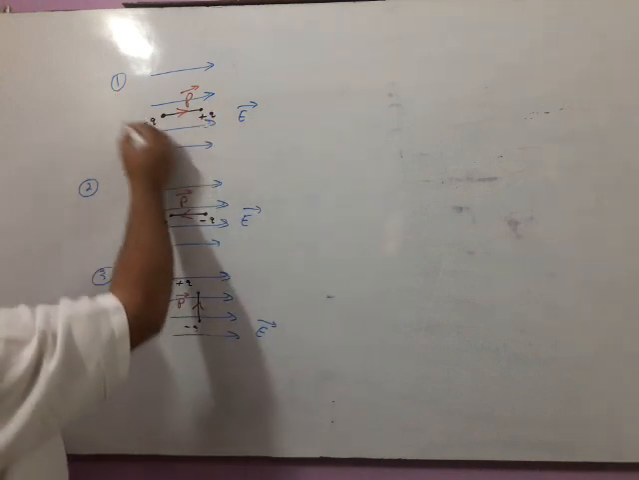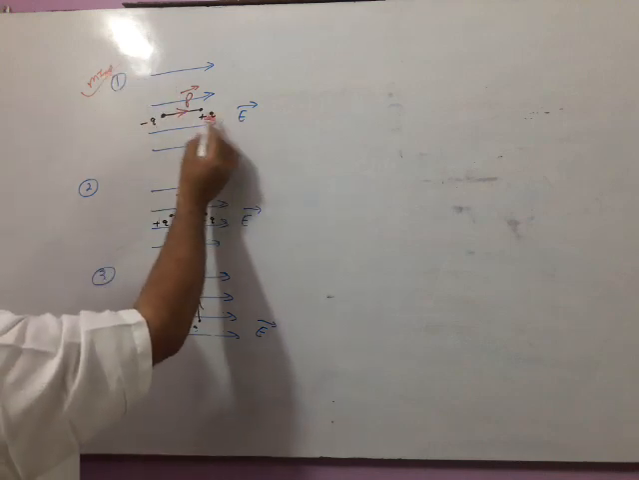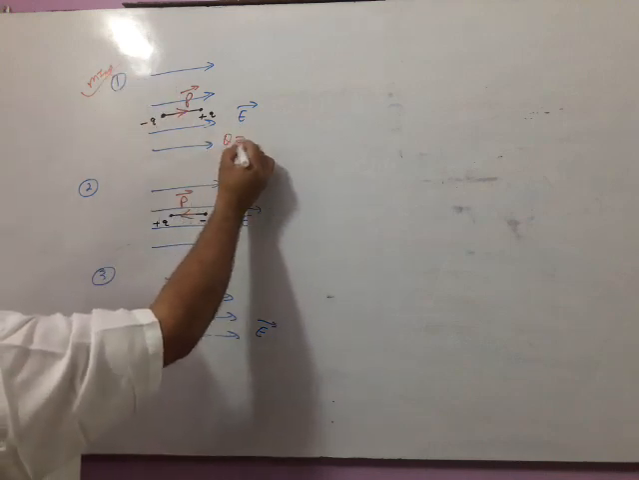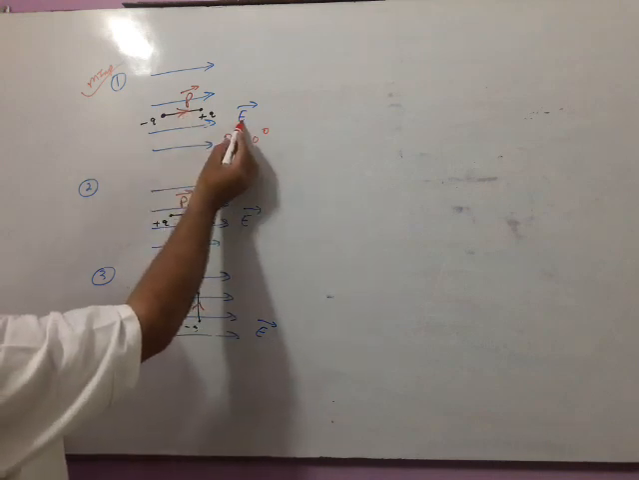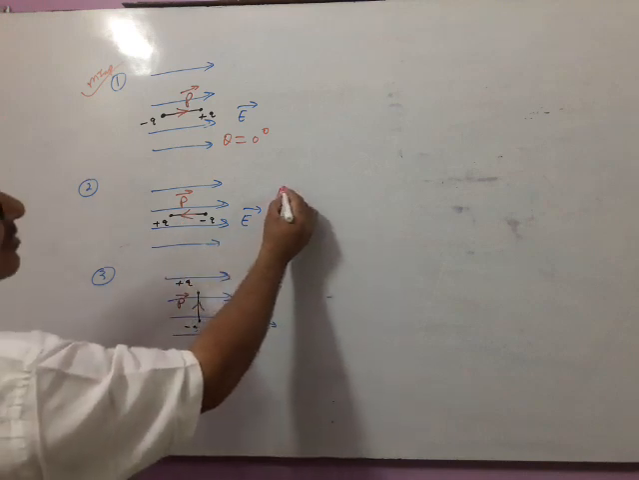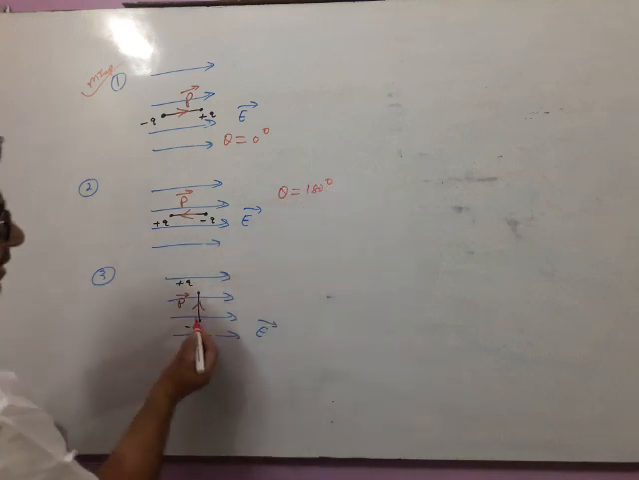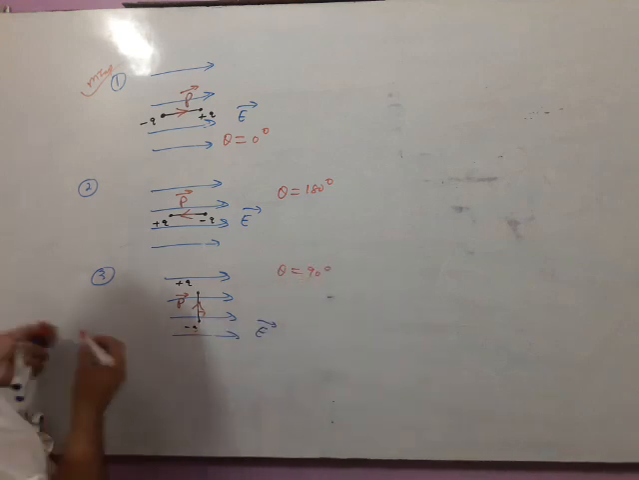In the first, p vector and e vector both are in same directions. So theta will be 0 degrees. Theta is the angle between p vector and e vector when joined from tail to tail. Now p vector, e vector in opposite direction. So theta will be 180 degrees. P vector is perpendicular to e vector. So theta will be 90.